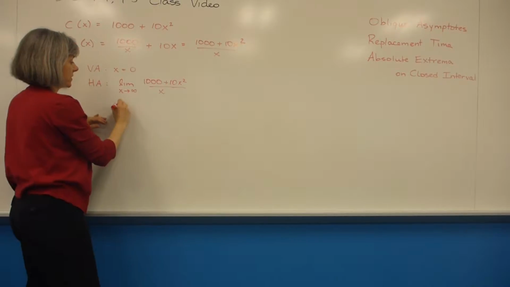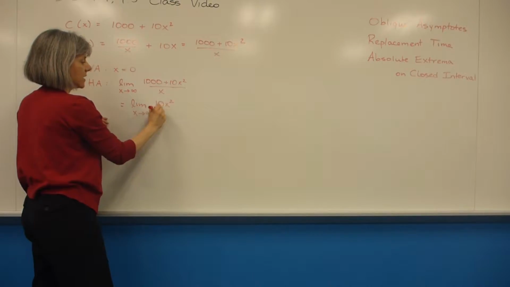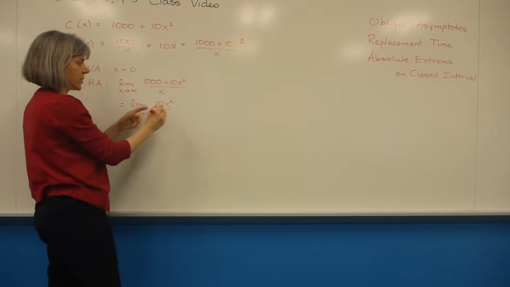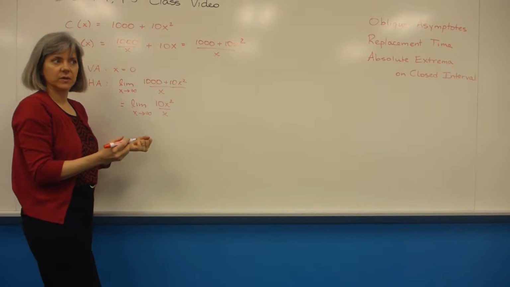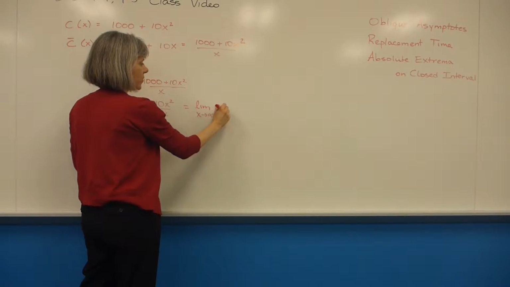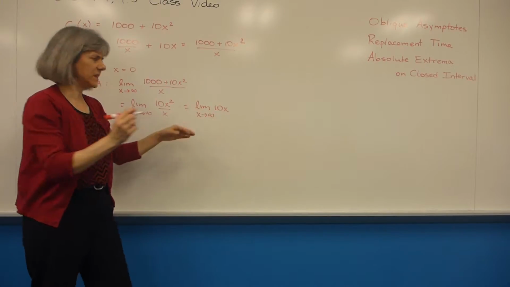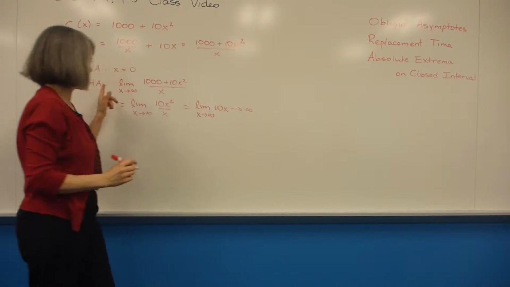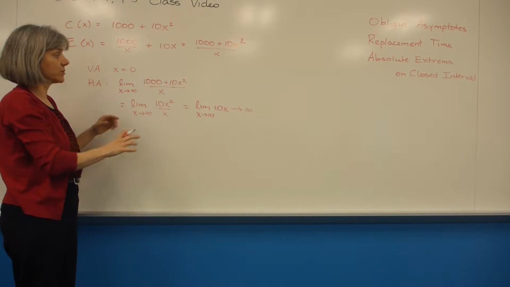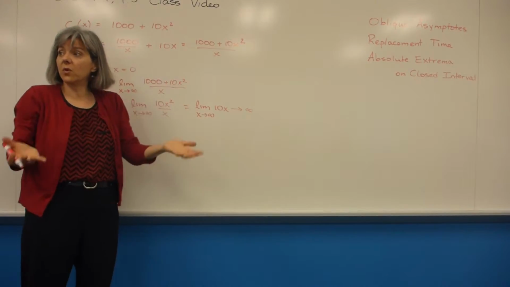Okay, so leading terms, 10x squared over x. Go ahead and do the simplification right now before you do anything else. So 10x squared over x simplifies to 10x. So the limit as x approaches infinity of 10x. What will that be? If I plugged in x equals infinity, I'd get infinity. So this thing's going off to infinity. Is that a horizontal asymptote? No. If you attempt to find the horizontal asymptote by using the leading terms, you will find that there's no number. So there's no horizontal asymptote.